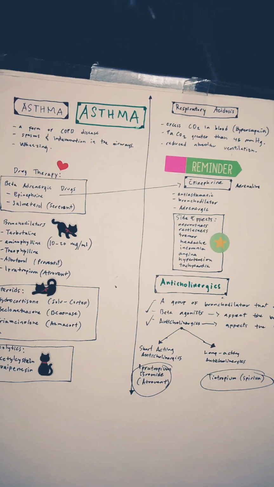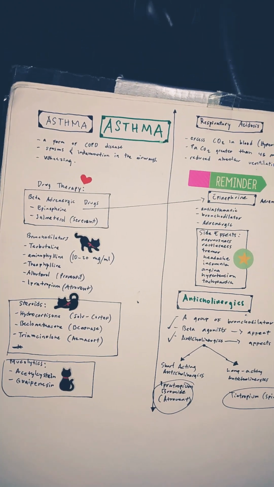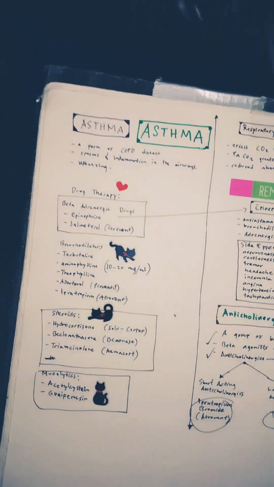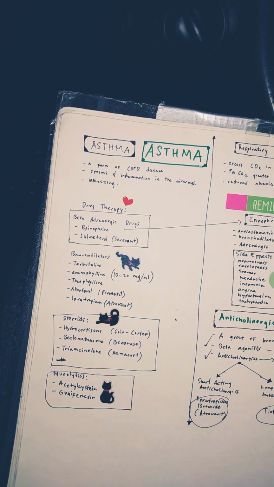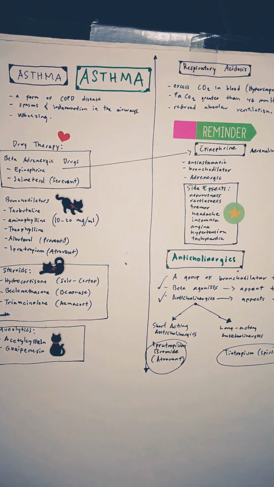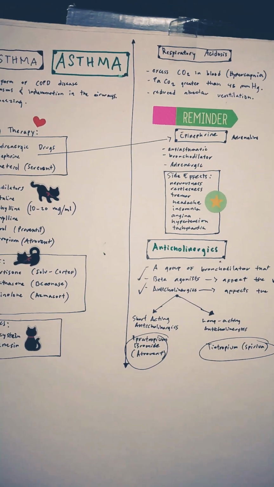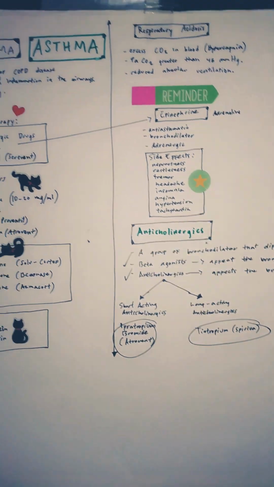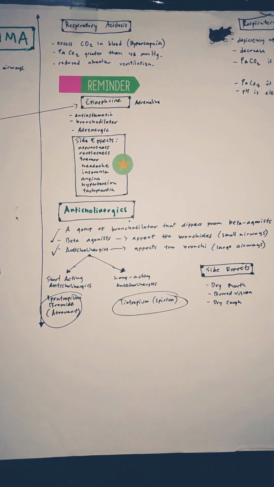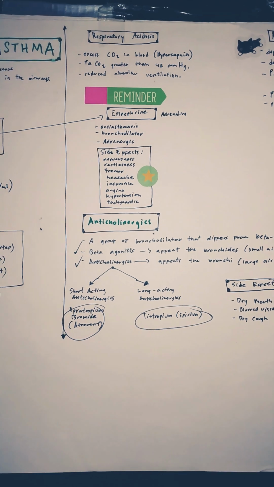Now, anticholinergics is further classified into two types. You got your short-acting anticholinergics and your long-acting anticholinergics, right? Now, most common short-acting would be your ipratropium bromide, right, or Atrovent. And with long-acting anticholinergics, the most common would be tiotropium or Spiriva, right? Now, remember that the side effects with anticholinergic drugs are mostly dry mouth, blurred vision, and dry cough, right?